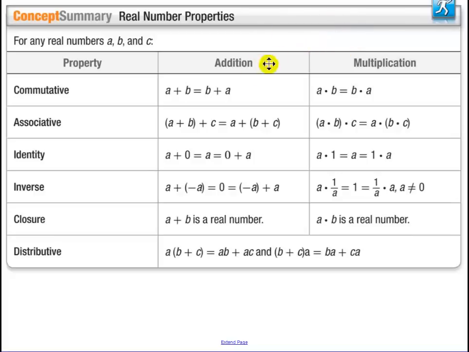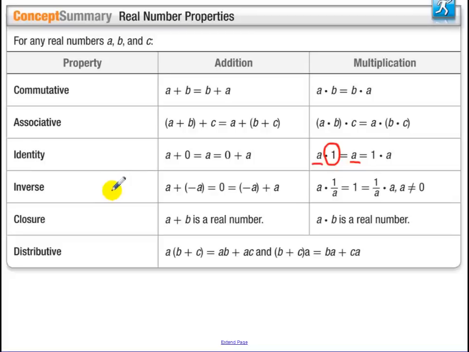The associative property. You associate different numbers under parentheses from one side of the equal sign to the other, and you see that on both of those. The identity. Basically, what can you add or multiply to get it back to its original? Under addition, I add 0 to get back to A. Under multiplication, we multiply by 1 to get back to our original number.